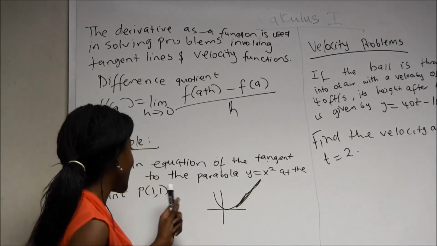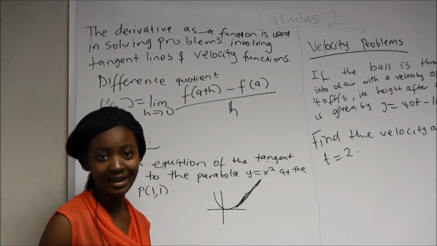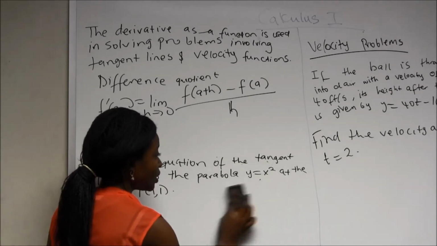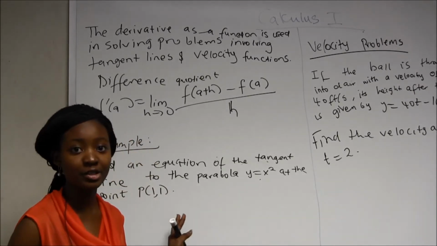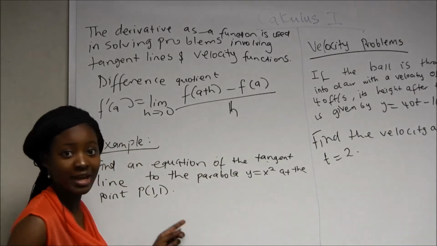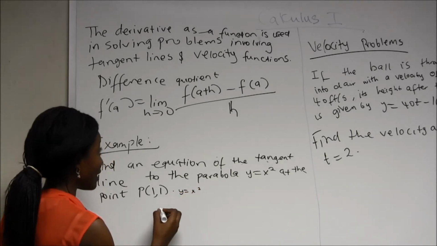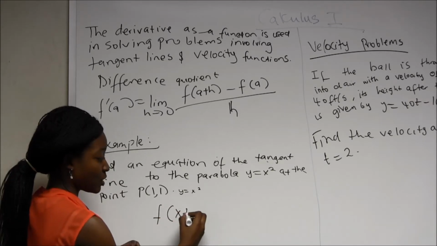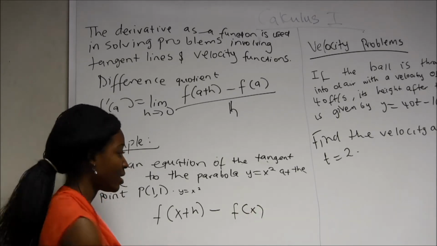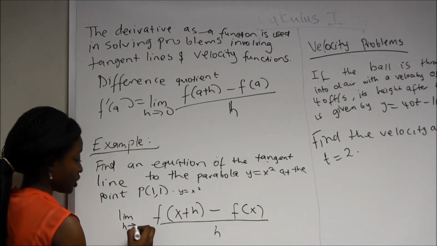So if I'm asked to find the tangent line, the first thing that comes to mind is I need to know my slope, right? And that's basically what the derivative is used to find, the slope of the equation. So in finding this, I'm going to make use of my difference quotient, which I have above here. So I have my equation y equal to x squared. Now I'm going to have f of x plus h minus f of x, divided by h, as the limit of h approaches 0.